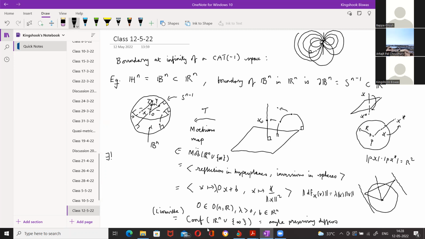I think I'm missing something. Well, let me just be careful. No, these will all intersect the boundary at right angles.